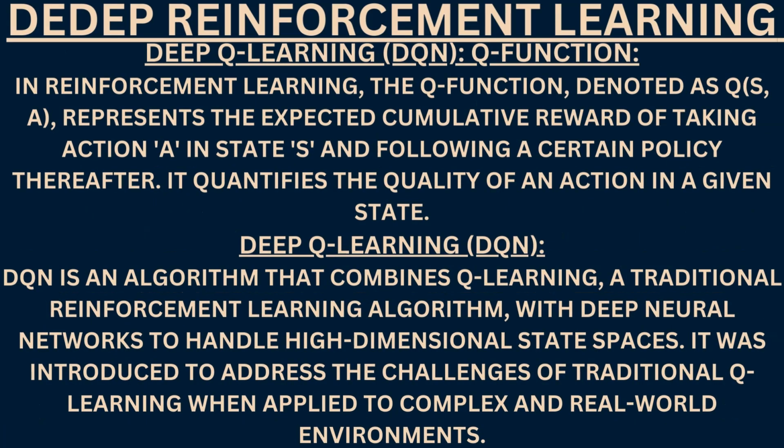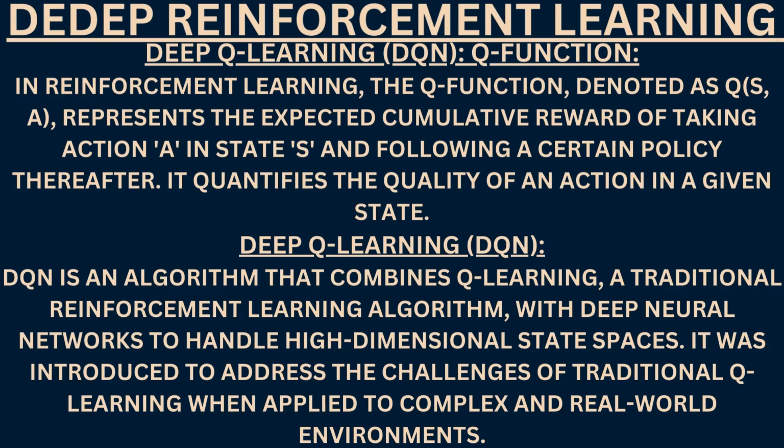Deep Q learning, DQN. Q function. In reinforcement learning, the Q function, denoted as Q(s, a), represents the expected cumulative reward of taking action a in state s and following a certain policy thereafter. It quantifies the quality of an action in a given state.